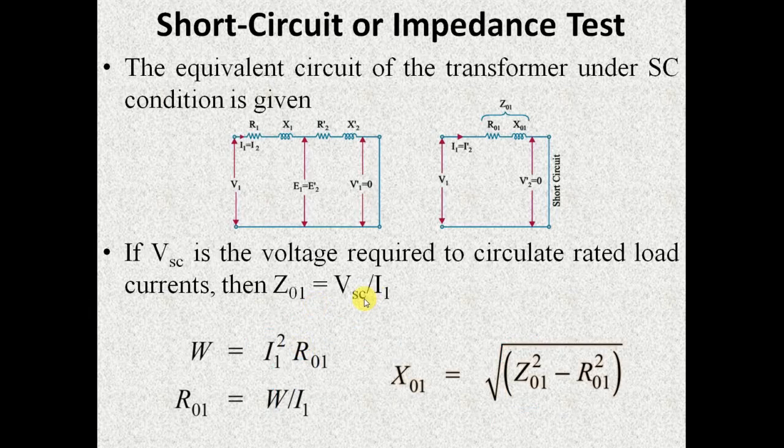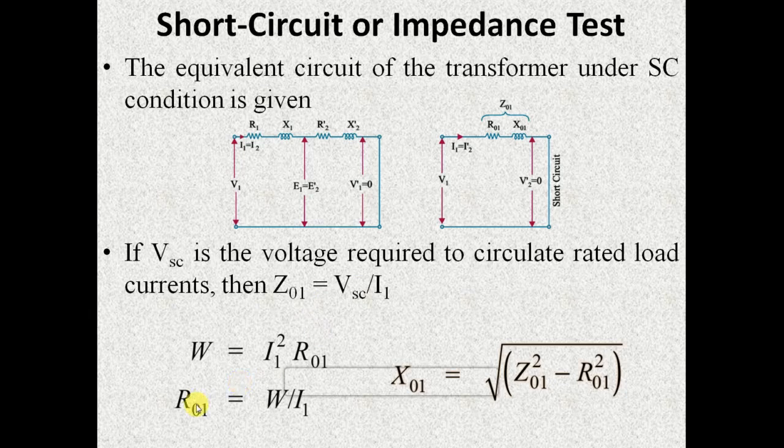From the voltmeter reading and the ammeter reading, we can easily determine the value of impedance. That is, from this equivalent circuit, if we know the value of this voltage which is being provided, that is the reduced voltage, and the rated current which will be flowing through this, we can easily identify the value of this impedance by simply dividing them.